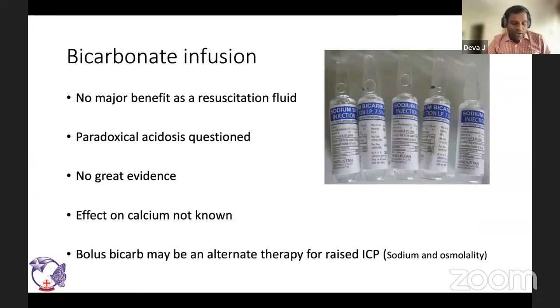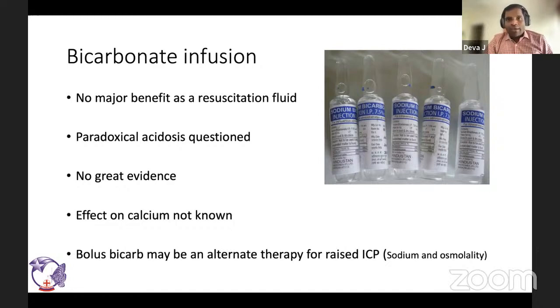So we talked about crystalloids. That's what we will be using. We will be giving 1 liter of Ringer's lactate as the starting fluid. We will use normal saline in suspected head injury. So essentially in our trauma bay, we give normal saline as the first fluid, because you never know who's got head injury, at least when they are rushed into the emergency department.